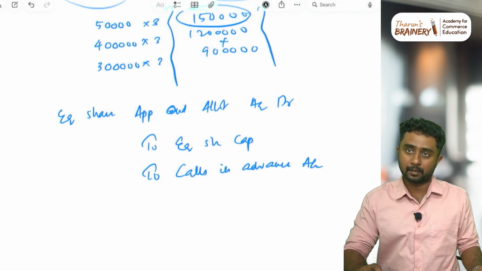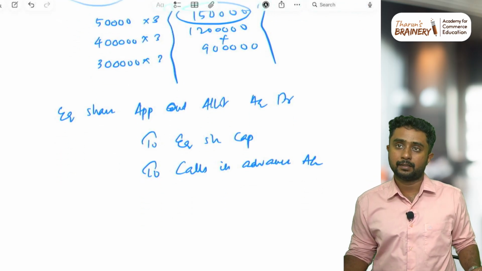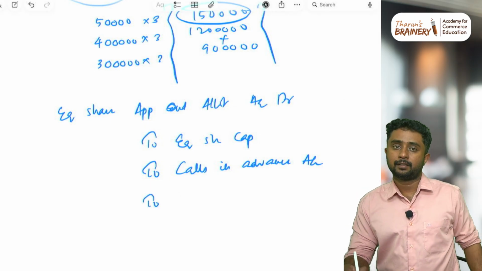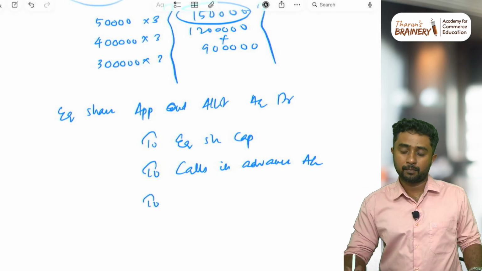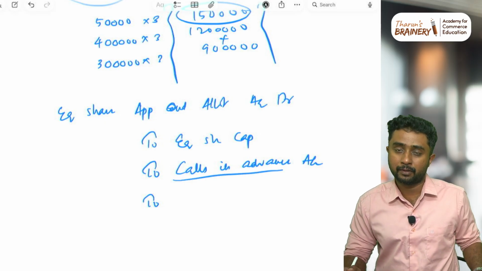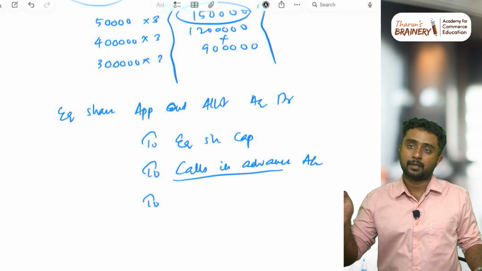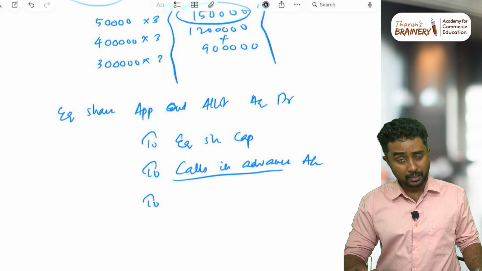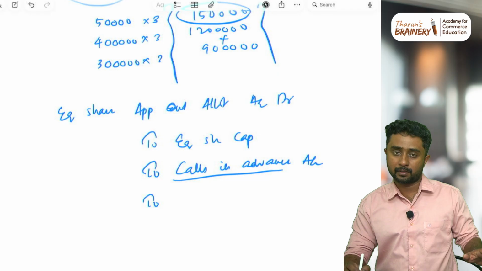Calls in advance account, because it is first call and second call, which is excess. We are going to use it for first call and second call. So obviously for that purpose, if we are using any money, that amount can be shown as calls in advance. Why are we showing it like this? Because the extra money we received is going to be used for first call or second call. When it happens like that, you can mention it as calls in advance account.